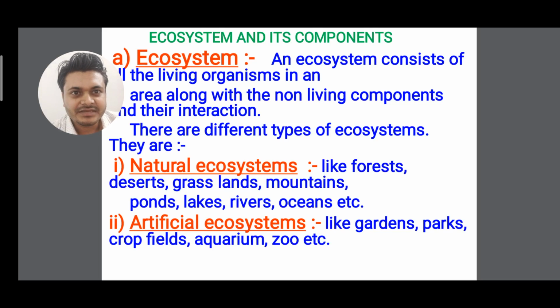There are different types of ecosystem: natural ecosystem and artificial ecosystem. Natural ecosystems include forests, deserts, grasslands, mountains, ponds, lakes, rivers, oceans, etc. These are naturally found. Next we have artificial ecosystems, like a garden, park, crop field, aquarium, or zoo. Artificial means these are man-made. Clear?